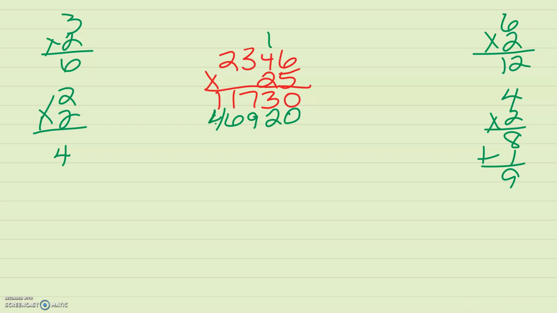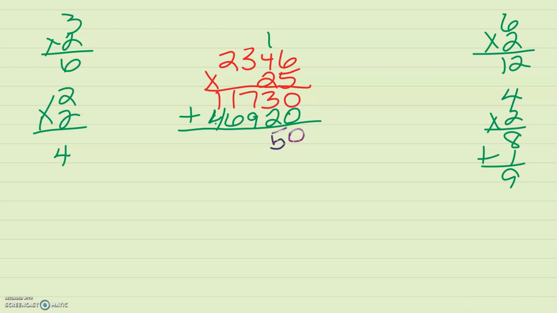Okay. So now I'm going to add these two partial factors. And when I do, I get 0 plus 0 is 0. 3 plus 2 is 5. There we go.